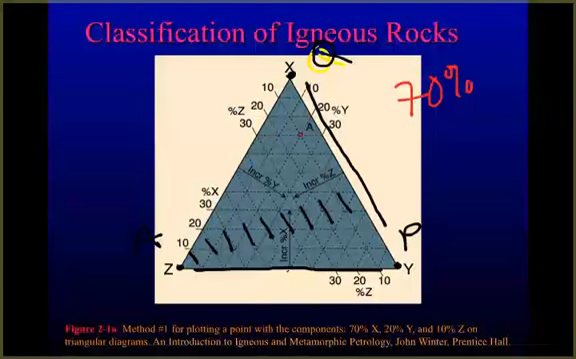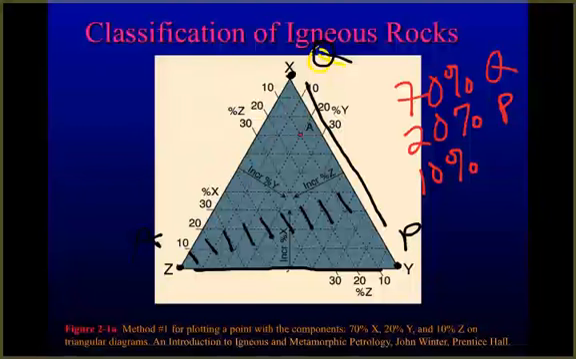Now, this is showing us a chemistry for a rock that is different color, but a rock that is 70% quartz, 20% plage, and 10% K-spar. I'll just use A. How you would take these percentages and then plot it on this diagram will work like this.